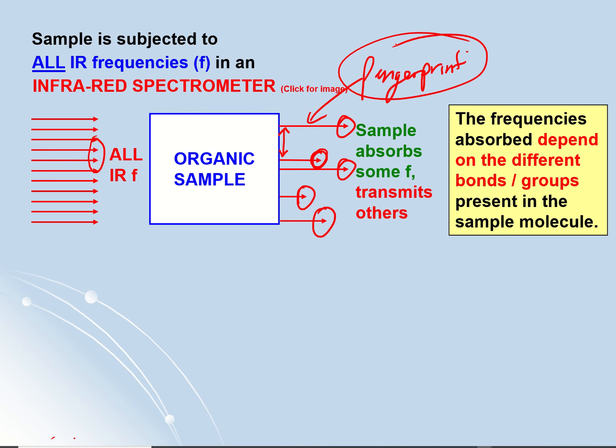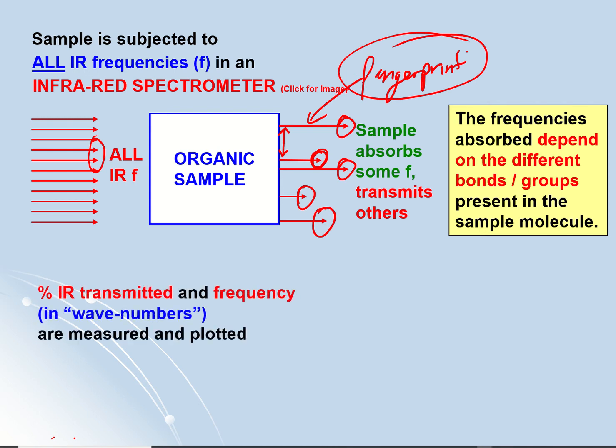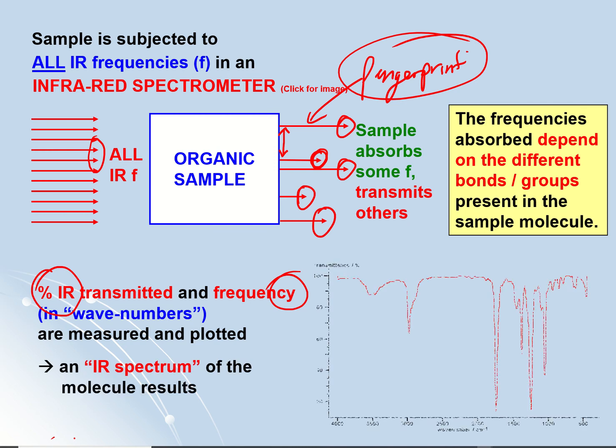Now a computer will piece together the information and tell us what bonds are in there, although at AS level and A level we get very simplified traces, which we can use to identify bonds present. We'll go through that today. So we look at the percentage of infrared radiation transmitted and the frequency of that radiation, and we take all that information and plot it.